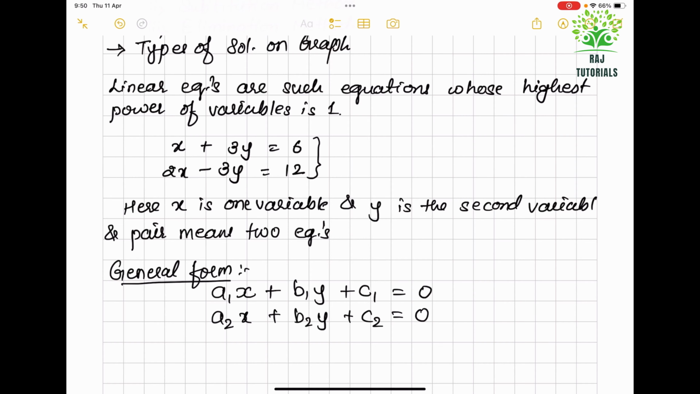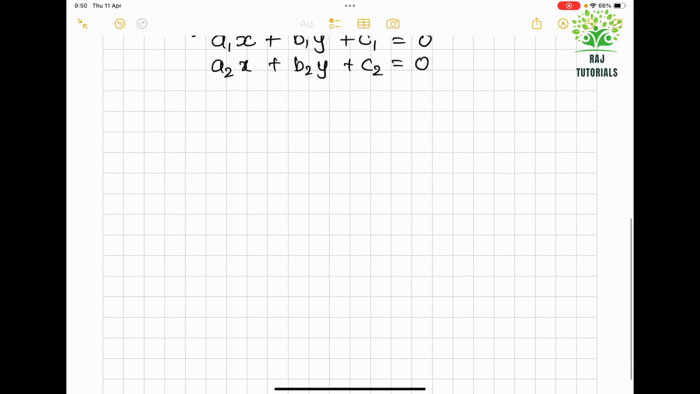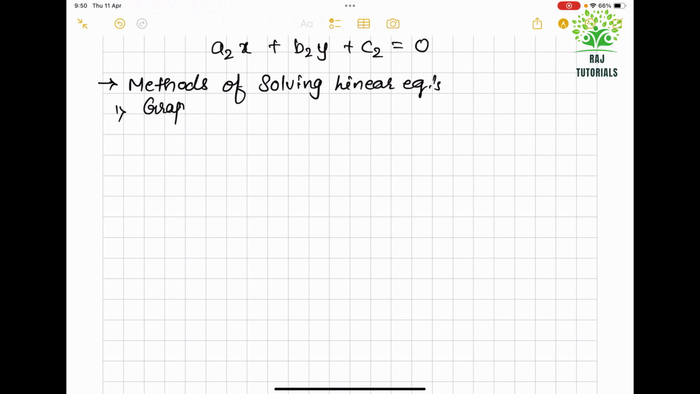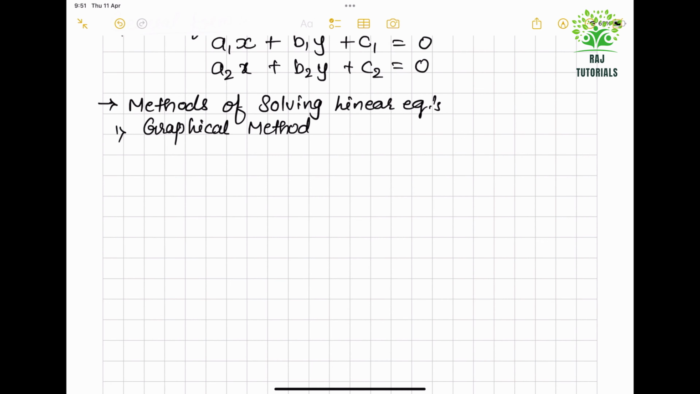Now let us move to the solutions of linear equation. So let me give the heading: methods of solving linear equation. Here linear equations means two variables only. So we will be talking for two variables. The first method is the graphical method, where we will be solving both the equations graphically.